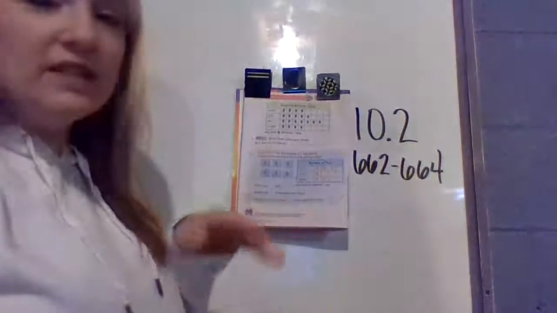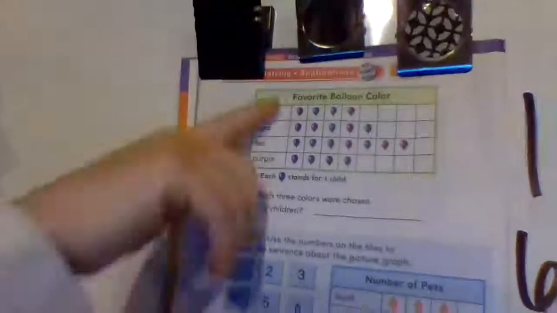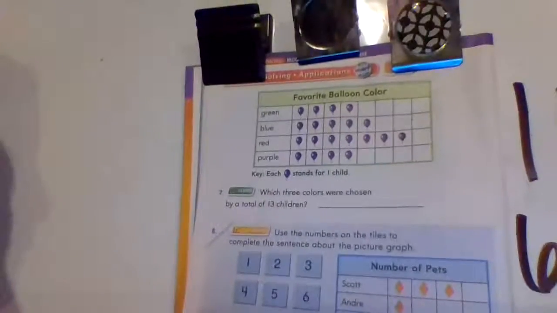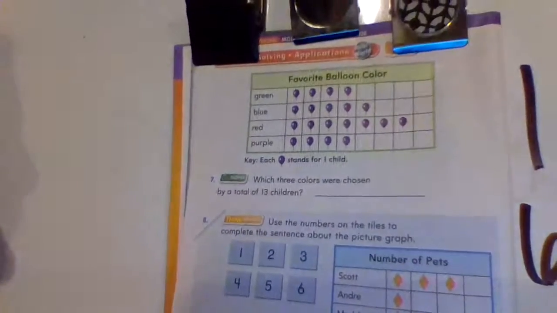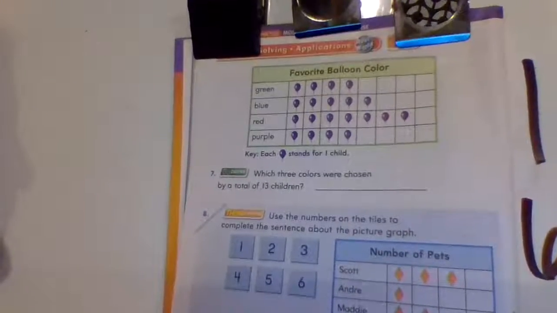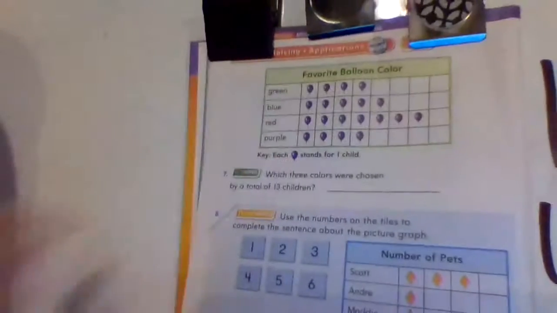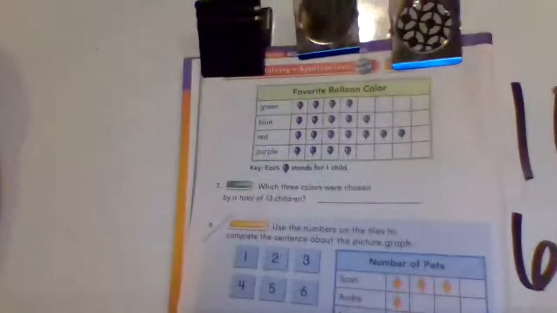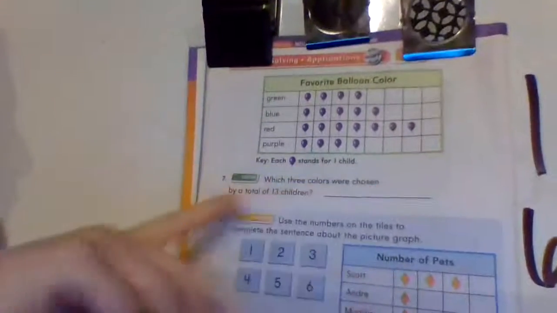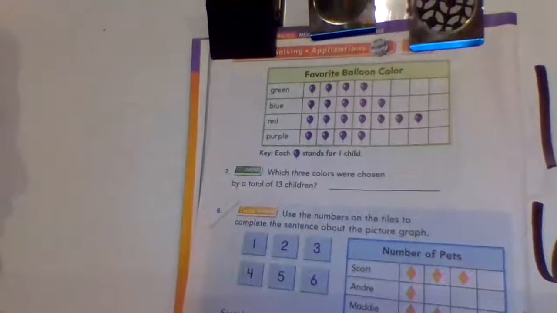Alright, we are on page 662. We have another picture graph. So favorite balloon colors. The different category choices are green, blue, red, and purple. And it says that each balloon stands for one child. So the question is, which 3 colors were chosen by a total of 13 children?